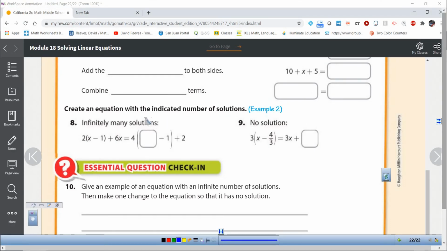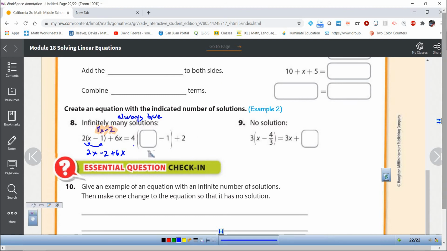So if we want infinitely many solutions, again, what does that mean? That means it should always be true, and that means we want the left-hand side to equal the right-hand side, always. Okay, so here we go. If I distribute here, what do I get? I get 2x minus 2 plus 6x. Combining like terms on this side, I get 8x minus 2. If it's going to have infinitely many solutions, then this side here should also equal 8x minus 2.